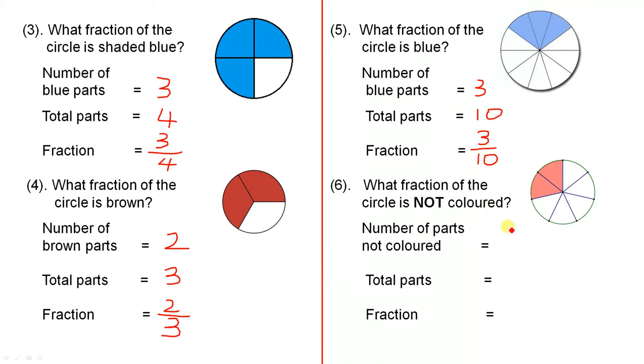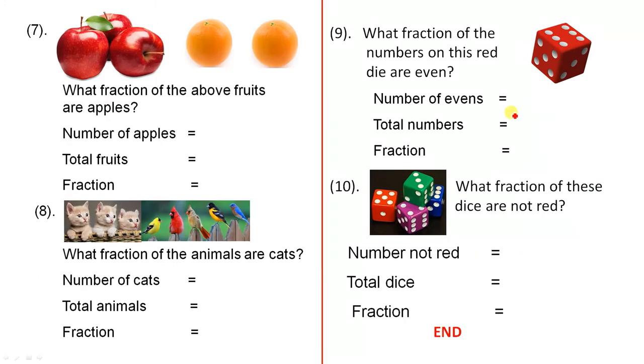What fraction of the circle is not coloured? So we have to be careful with this one. I'll repeat. What fraction of the circle is not coloured? So the number of parts that are not coloured are 1, 2, 3, 4, 5. So we have 5 parts that are not coloured. The total parts, 1, 2, 3, 4, 5, 6, 7. So there are 7 parts. So the fraction that's not coloured will be 5 over 7. Now let's move on to the last slide.